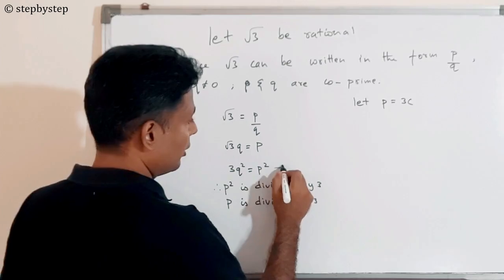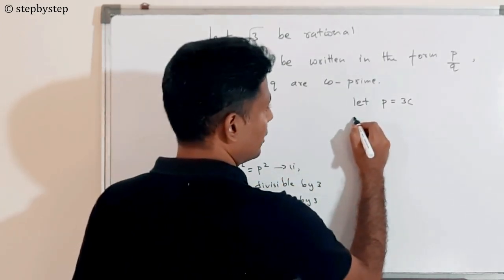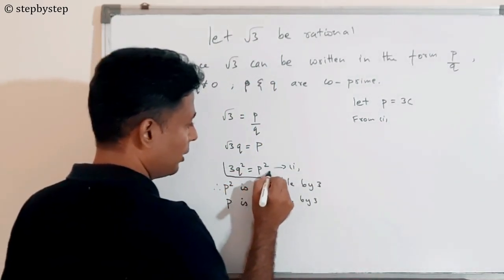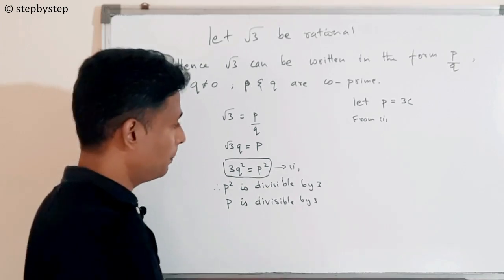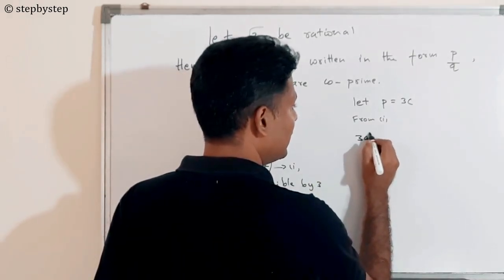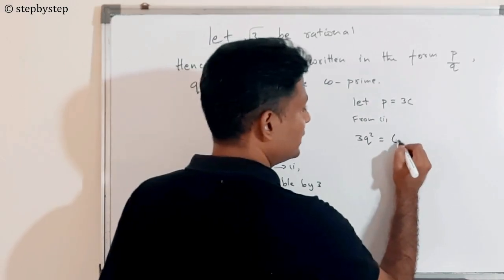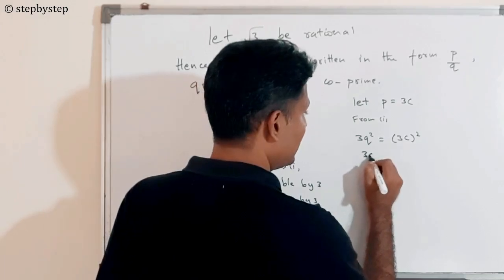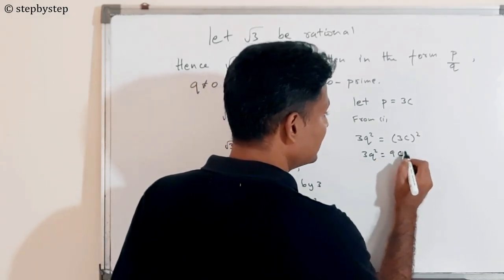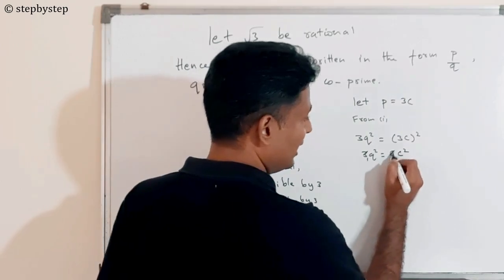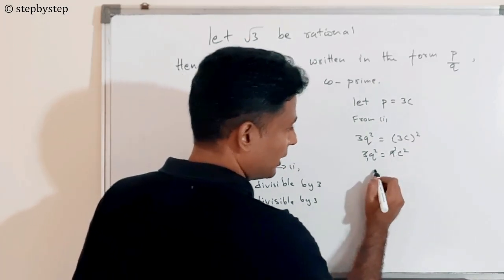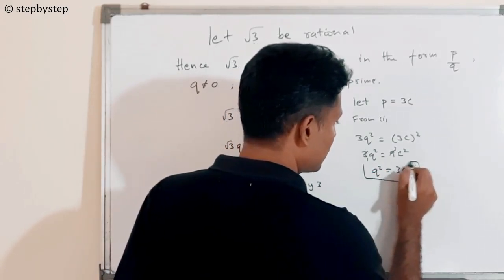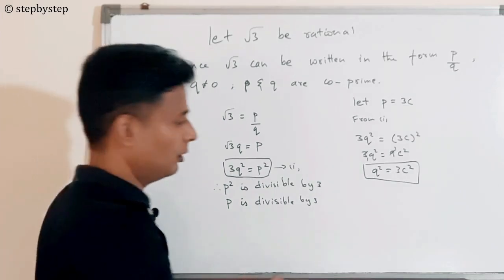Substitute this in the first equation. So, from 1, this is our first equation where we got 3Q square equal to P square. What do we get? 3Q square equal to, instead of P now it is 3C whole square. So, 3Q square equal to 9C square. When I transpose 3, it becomes division. So, what do we have? Q square equal to 3C square. Now, what does this mean?